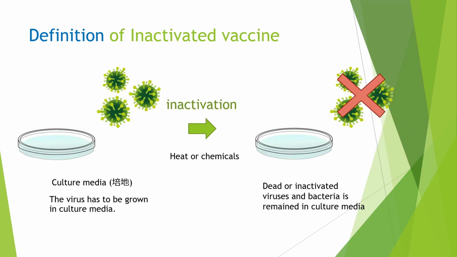To make inactivated vaccines, the virus has to be grown in culture media. This can often be an initial limiting step in vaccine production, as producers need to understand what conditions encourage viral growth. Inactivation of the virus is done with heat. Occasionally, inactivation is done with chemicals, such as formalin.